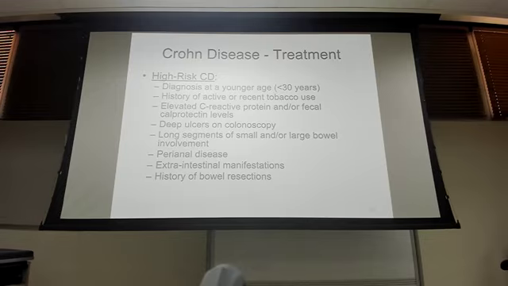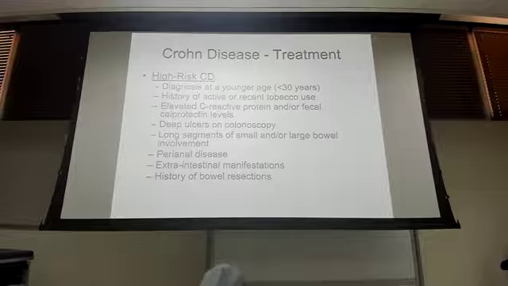High-risk Crohn's, those are the folks that get it earlier, under 30 years of age. They have a history of active or recent tobacco use. So those protein levels are elevated versus mild. We said mildly elevated or normal. And then they have the deeper ulcers on colonoscopy, which we didn't see in our mild disease. And it's long segments of the small or large bowel that are involved. They also now, for the high risk category, start to have some of those perianal complications that we discussed. And then they have some of the extraintestinal manifestations, those aphthous ulcers or those skin lesions.